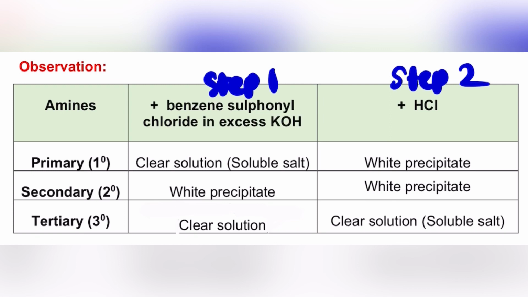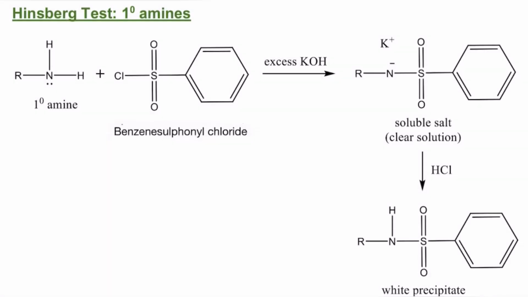Next, tertiary amine, you will form a clear solution. And then you add HCl, the reaction will happen and a clear solution also forms, but that clear solution is a soluble salt. So it's a bit special for the Hinsberg test because kita ada dua jenis observation untuk different step. Step pertama dan step kedua. So awak kena ingat, mari kita go in terms of equation. So let's continue with the equation one by one.